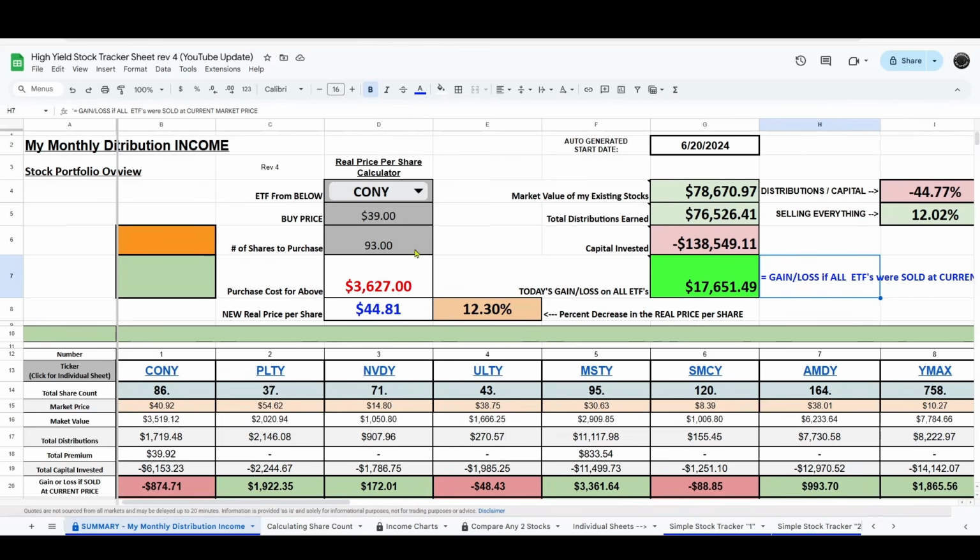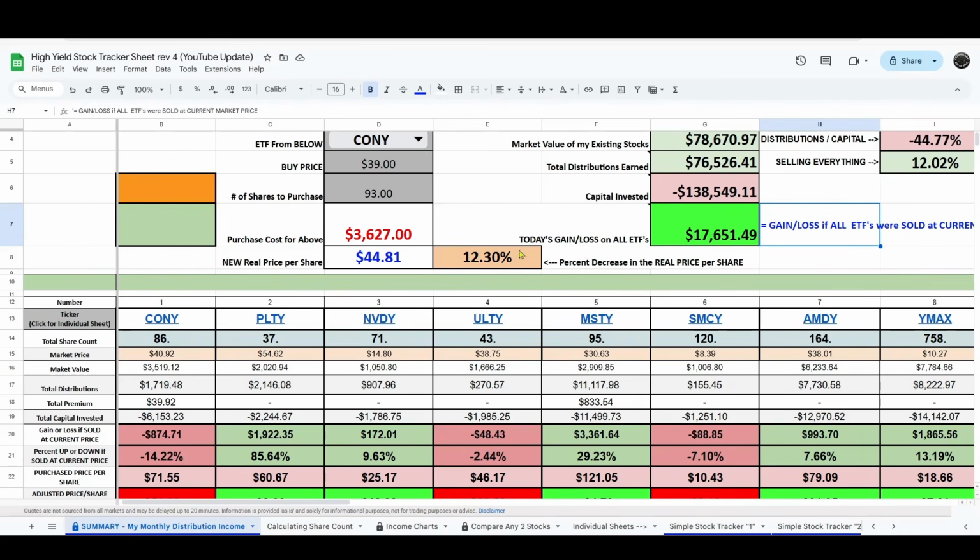And also, don't forget about the real price per share calculator. That is part of the Rev4 stock tracker sheet, where you can pick from one of the ETFs that you are tracking here from below. You can then enter in a potential buy price and how many shares that you would like to actually purchase, and it will recalculate and show you what your new real price per share could be if you did buy at that price with that many shares. It'll also tell you how much that would cost to do so.